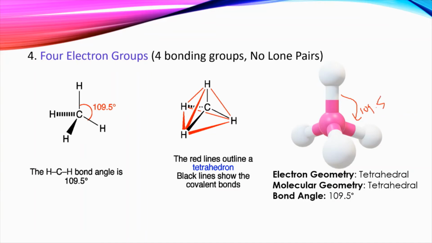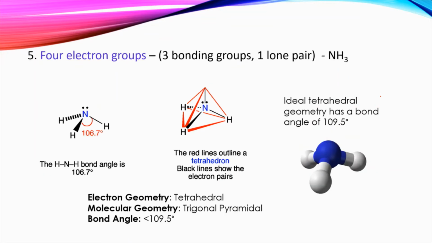Okay, now the next one is going to be 4 electron groups, but 3 of them are bonding and you have 1 lone pair. Very common molecule, right? You're familiar with this. This is ammonia. So electron geometry is still tetrahedral. Molecular geometry, however, is now trigonal pyramidal, meaning it is a triangular base pyramid.